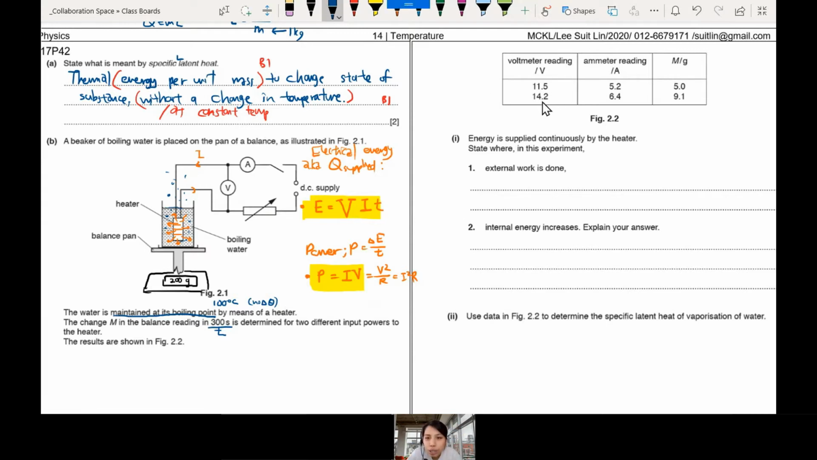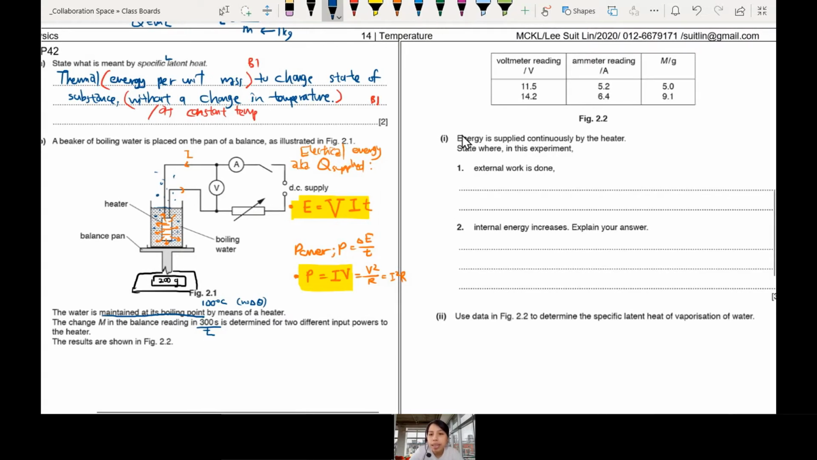Then you change to higher voltage, higher ammeter reading. Ooh, even more mass evaporates. A lot of steam comes out, gone. Bye-bye. Okay, interesting. We'll use that calculation later. Energy is supplied continuously by the heater. State where in this experiment external work is done.